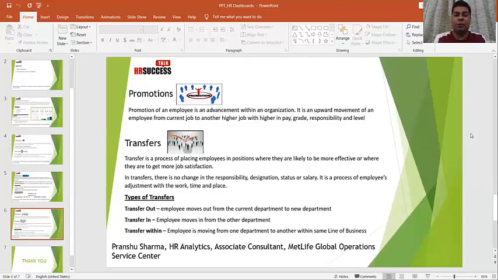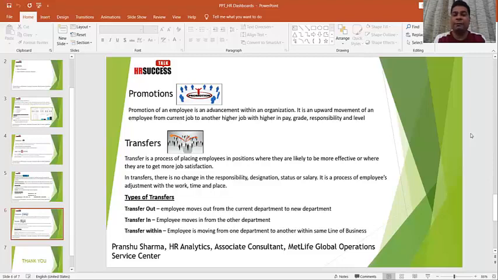Now let's talk about transfers. A transfer is a process of placing employees in positions where they are likely to be more effective. In a transfer, normally you must have seen that there is no change in the responsibility, designation, status or salary. There are times in an organization when there are two positions, and an employee who is eligible for the second position can easily take a transfer. It means just moving from one department to another.